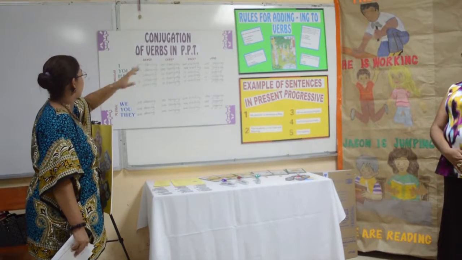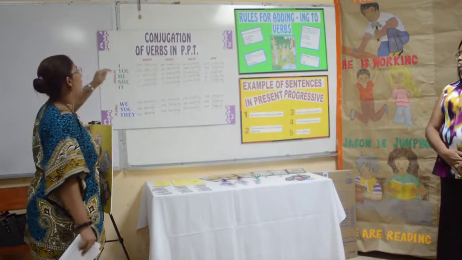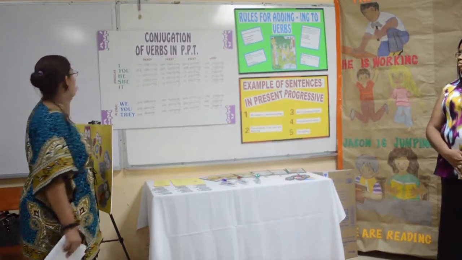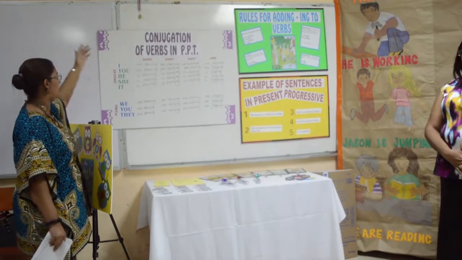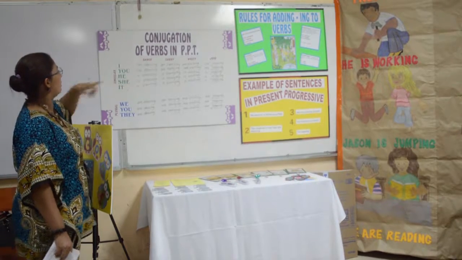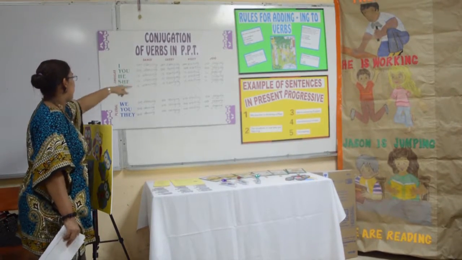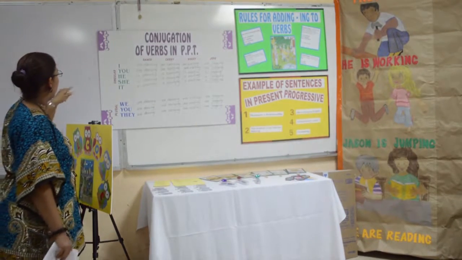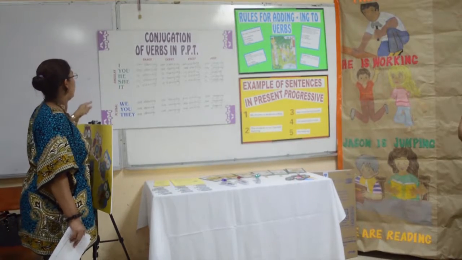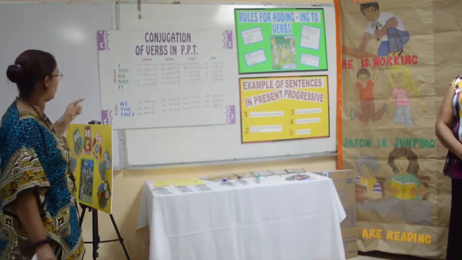For you, you are dancing, you are carrying, you are visiting, you are jogging. For he, remember that we have to pay attention to the verb to be. He is dancing, is carrying, is visiting, is jogging. For she, she is dancing, she is carrying, she is visiting, she is jogging. For it, it is dancing, it is carrying, it is visiting, it is jogging.